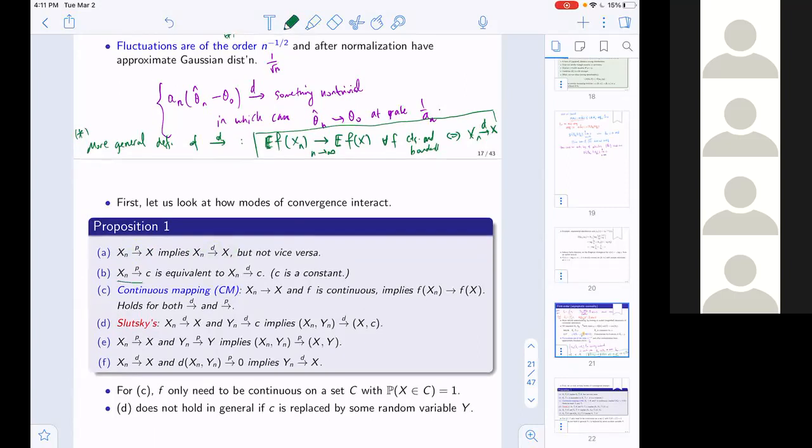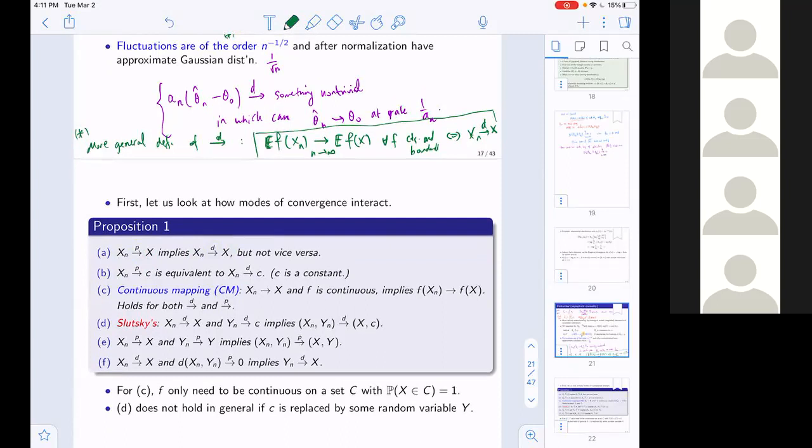Convergence to a constant, however, is different. Here the limit is a random variable in general, but if the limit is a constant, then convergence in probability is equivalent to convergence in distribution to the same constant. So convergence to a constant is equivalent. Whether you write it in distribution or probability, it doesn't matter.